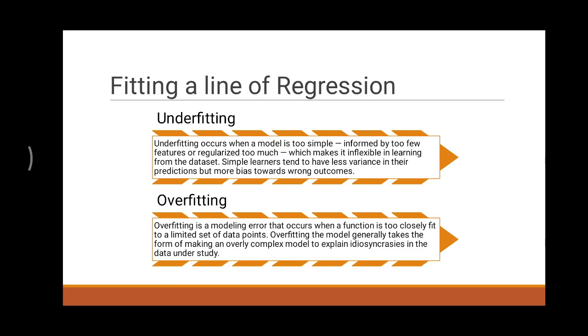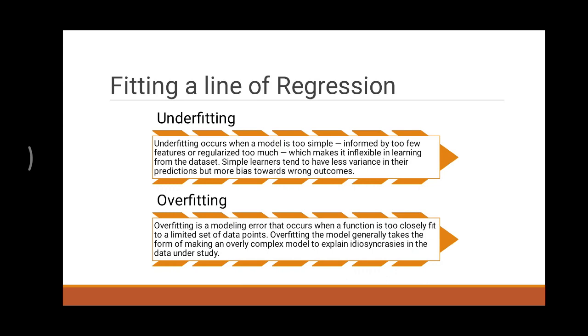Underfitting occurs when a model is too simple, informed by too few features, or regularized too much, which makes it inflexible in learning from the dataset. Simple learners tend to have less variance in their predictions but more bias towards wrong outcomes.